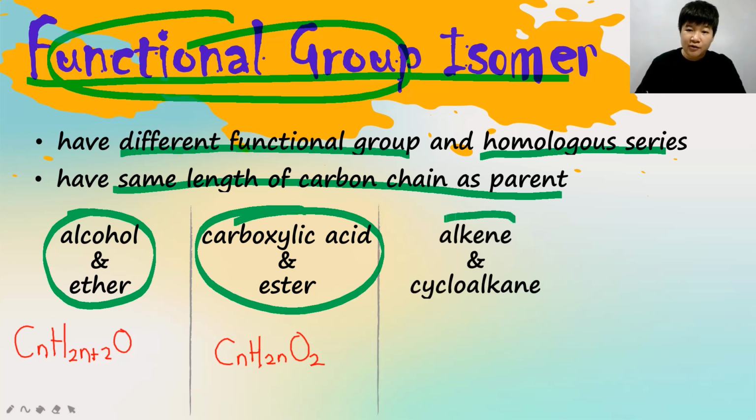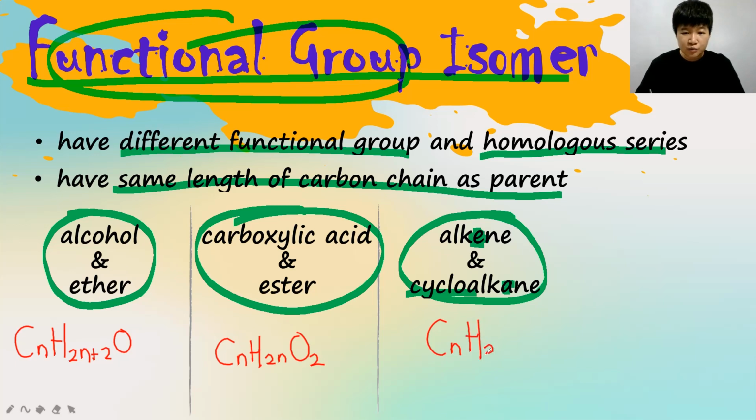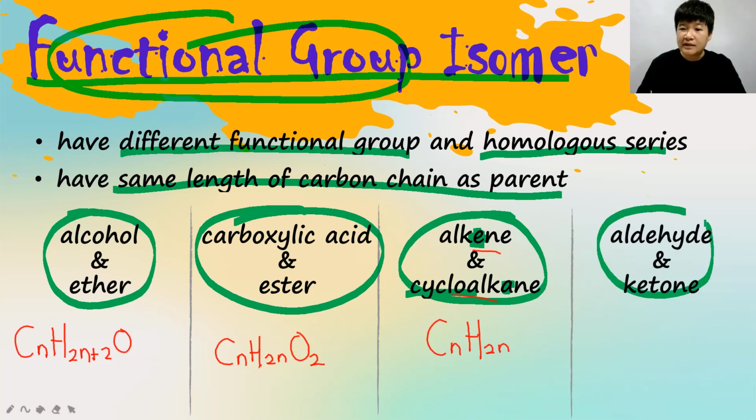Next, we have alkene and cycloalkane. Read carefully. Alkene and cycloalkane. And they share the same general formula of CnH2n. Last but not least, the pair of functional group isomers is aldehyde and ketone. And their general formula is CnH2nO. Okay? So don't worry, we'll look into every single pair and I'll show you how they become functional group isomers.